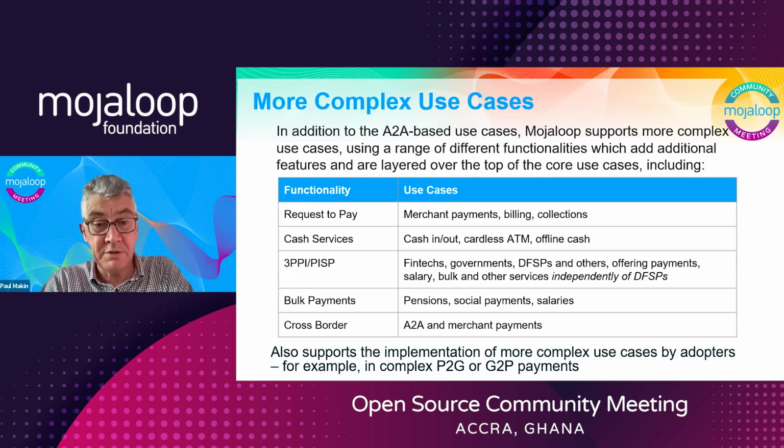And that's in support of pensions, social payments, salaries, nation scale payments that a government or a corporation might want to do. And of course, we now have with Mojaloop 17 cross-border with account to account and merchant payments. Also, Mojaloop supports the implementation of more complex use cases. An adopter might have a particular use case that they feel is unique to them, particularly in complex P2G or G2P payments. And the Mojaloop software supports extension, particularly through the core connectors, as I said earlier on.